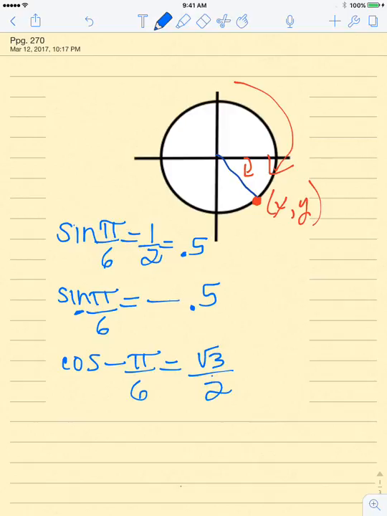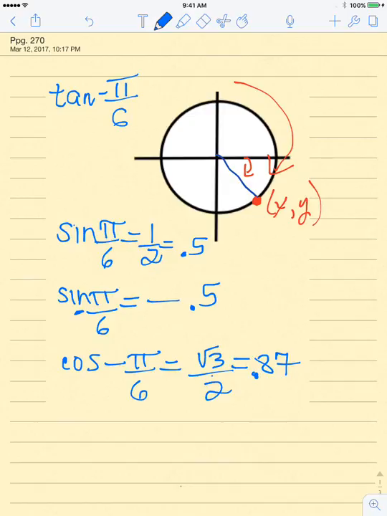What x is in quadrant 4? And of course, x is positive in quadrant 4. So yes, the cosine of negative pi over 6 is indeed root 3 over 2. Rounded to 2 decimal places, that's going to give me positive 0.87. And finally, the tangent. And I'll do that up here. What is the tangent of negative pi over 6?